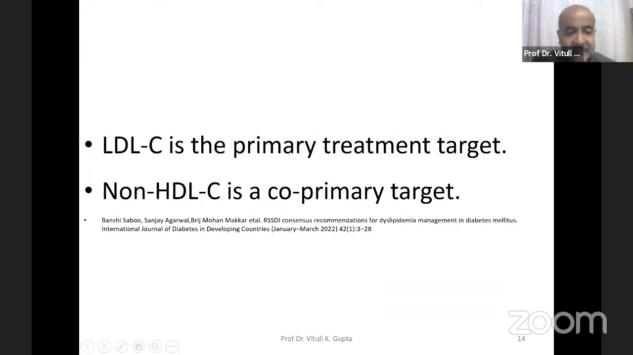So the focus is on LDL-C as the primary treatment target and non-HDL-C as a co-primary target. So we are focusing more on LDL-C, but not ignoring non-HDL-C, and we are considering it a co-primary target.